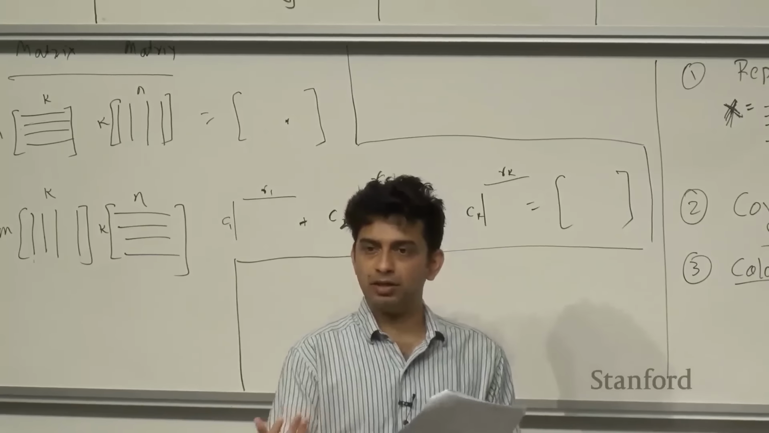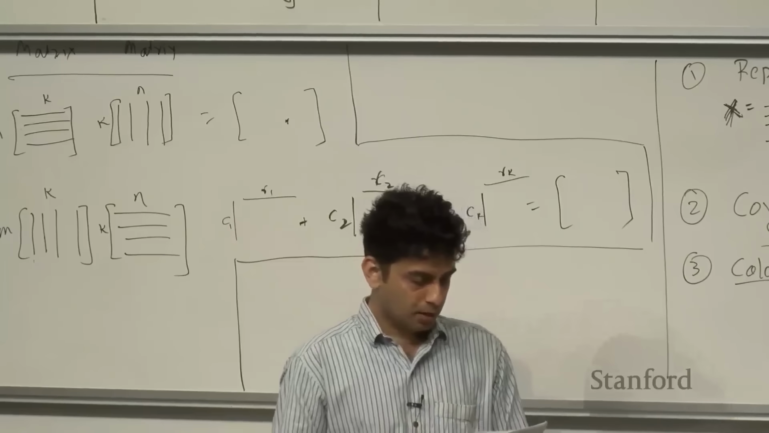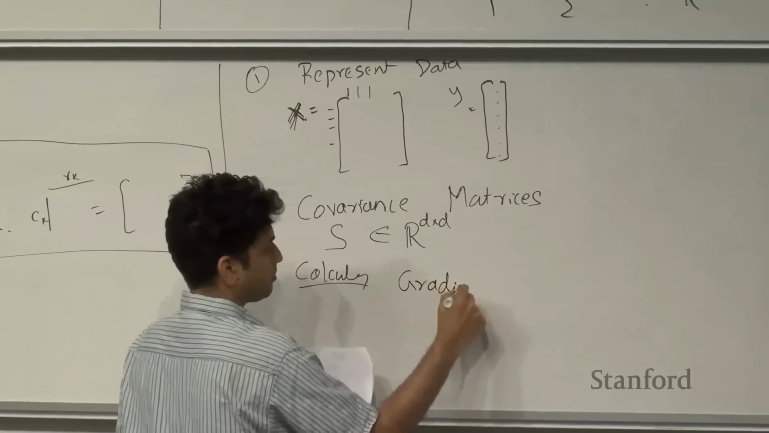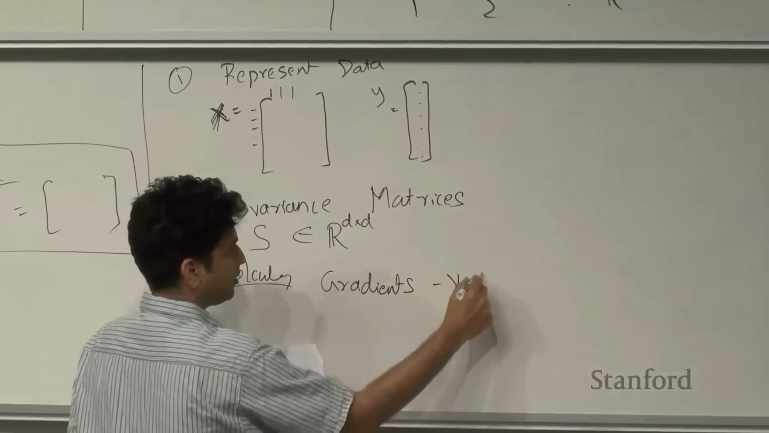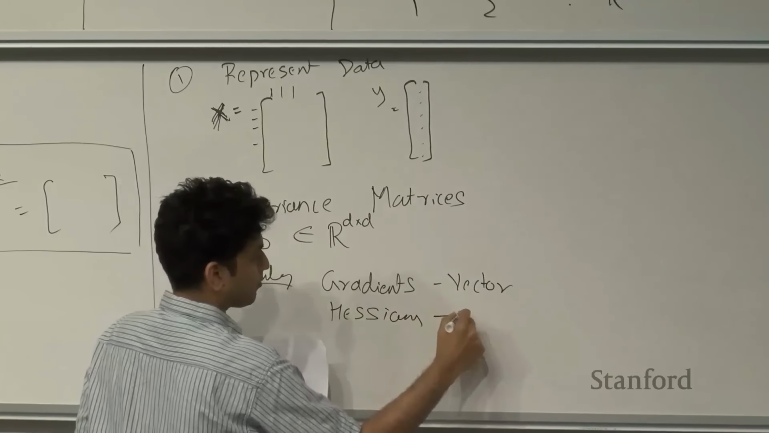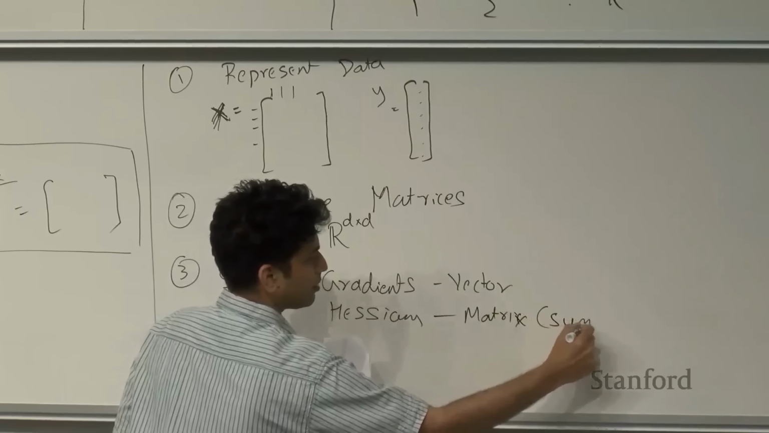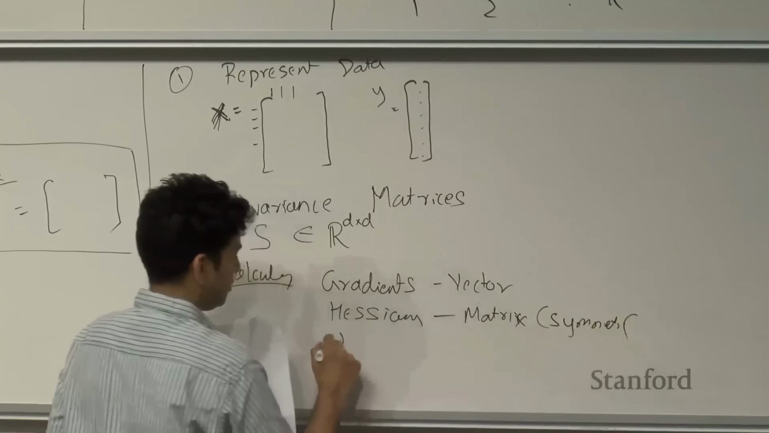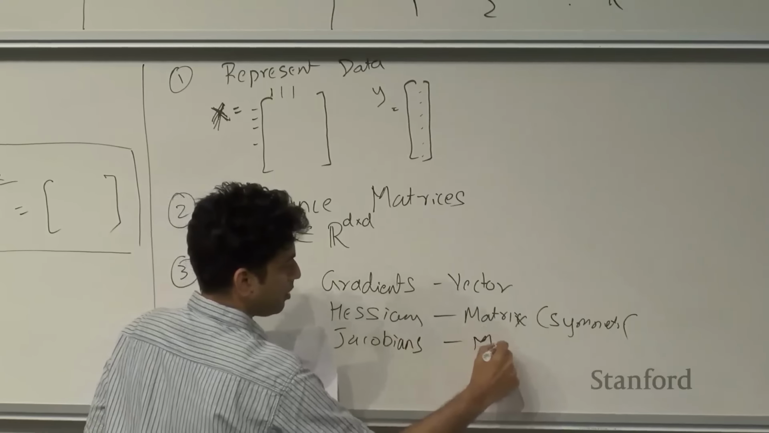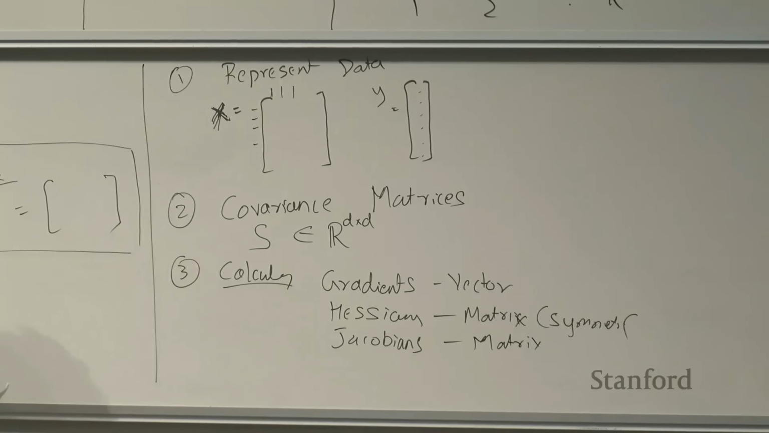Jacobians. Jacobians are derivatives of a vector valued output from a vector valued input. All of those can be so gradients will be vectors, Hessians, matrix, symmetric, Jacobians, again a matrix, and Jacobian will likely not be symmetric, and so forth.